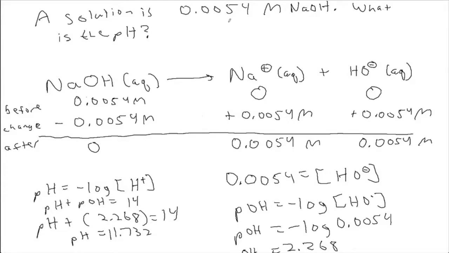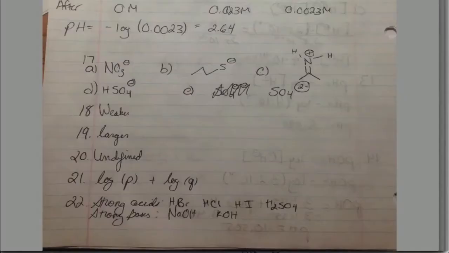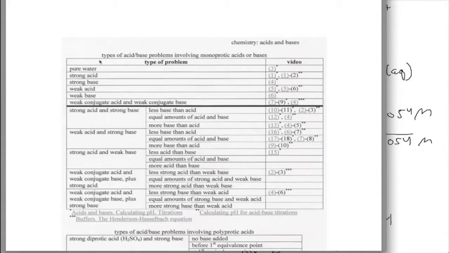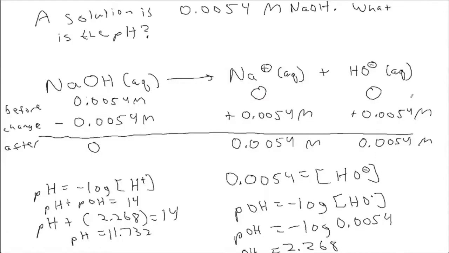Which type of problem is this from the acid-base handout? What type of starting material did we start with here? Which acid-base handout? I've only sent you one. So that handout shows that there are many different types of acid-base problems. So which of these types did we just do? Strong base. Okay. This is the first time we ever did a strong base problem.